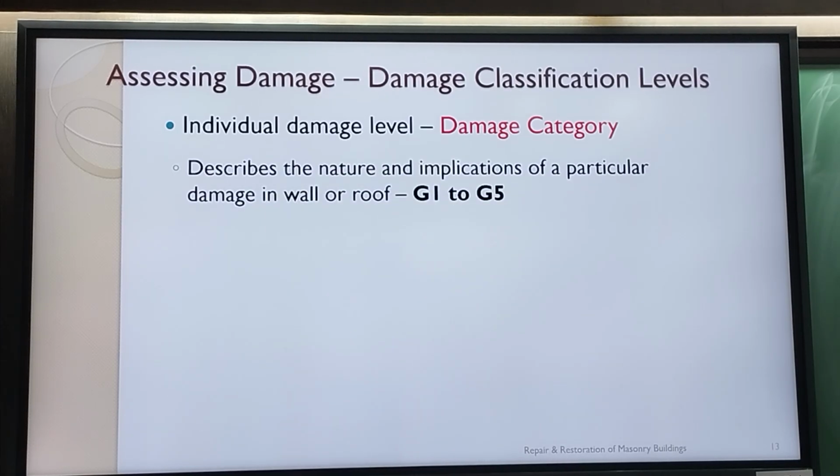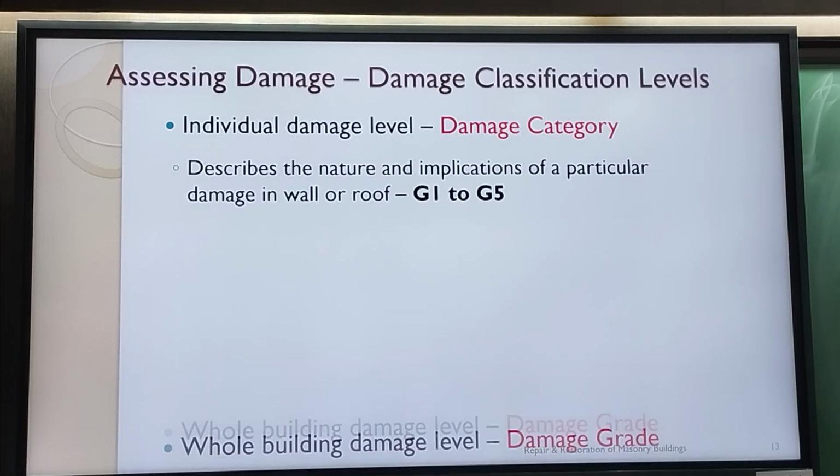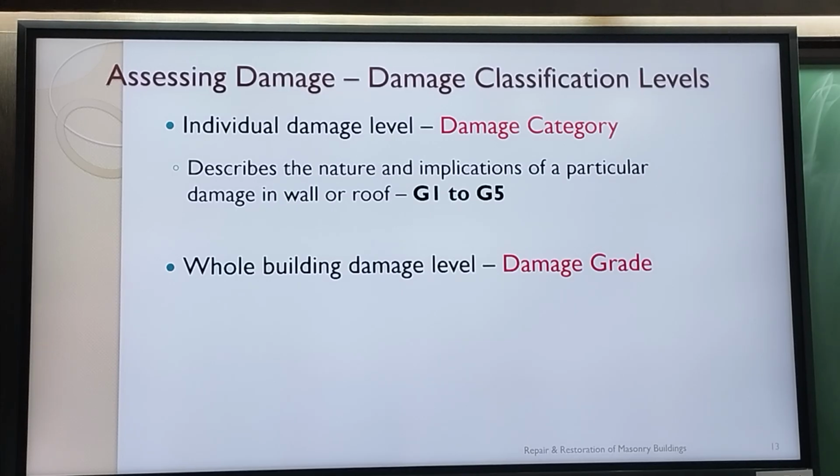So, okay, now you have individual damage. Damage category has to be assigned. So, you may have right here a lot of different damage. So you have to identify each damage and you have to assign the category. Alright, now there is a way to do it. The other is the whole building damage. Okay, there are two different things.